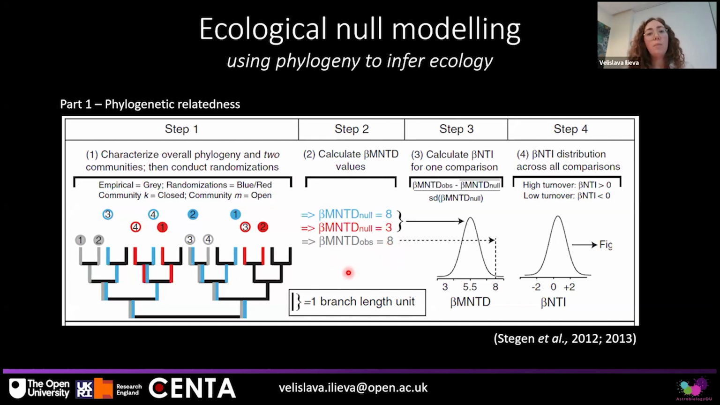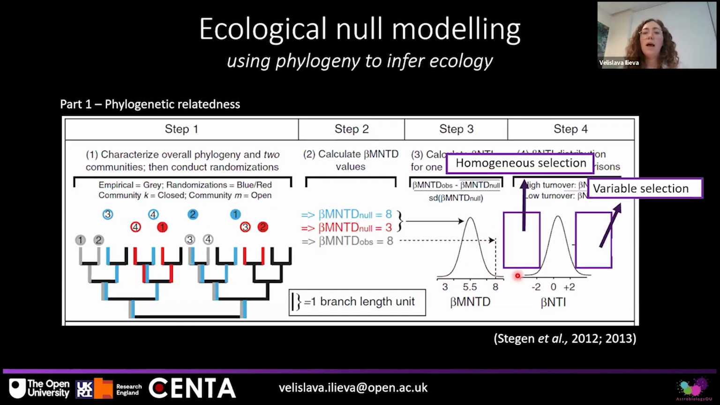Then for the null part of the analysis, we perform a randomization of all species in these communities along the phylogenetic tree, and we redo the analysis. In my case, I reran it 10,000 times. That gives us a distribution here at step 3 of what would be expected under normal conditions. And then we compare the observed value with the distribution that we have calculated. Here at step 4, that deviation tells us whether two communities are more or less related than expected by chance.